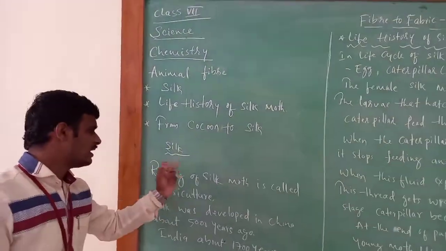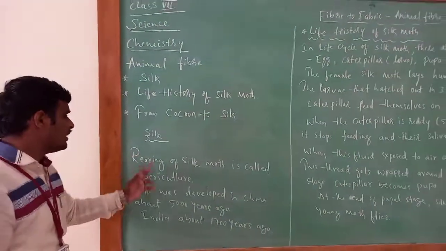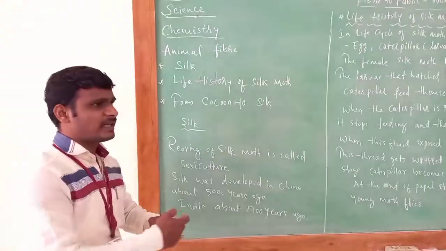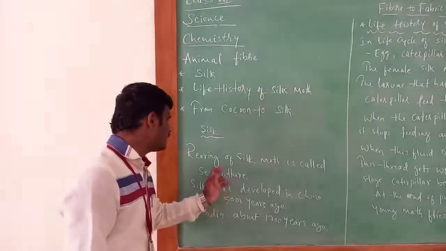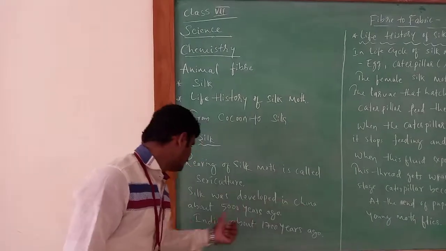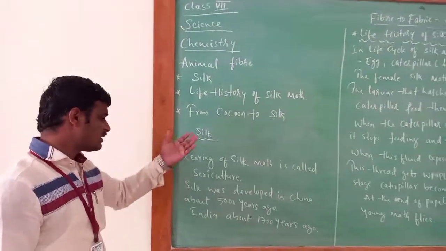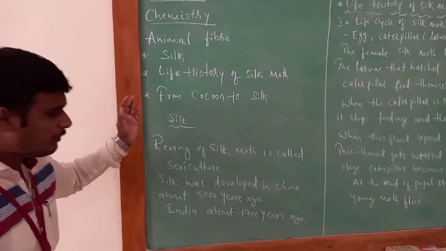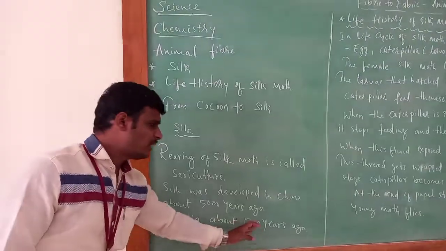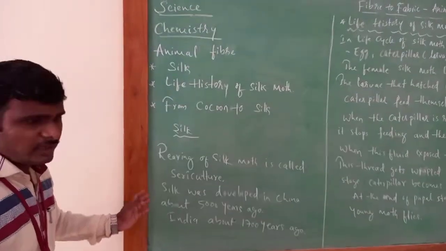So first thing, silk. In my first class I defined the term sericulture. The rearing of silk moth is called sericulture. It means we are rearing the silk moth to get silk. That is what we call sericulture. Silk was developed in China about 5000 years ago. Around 5000 years ago the silk was first developed in China. In our country India, silk came around 1700 years ago.